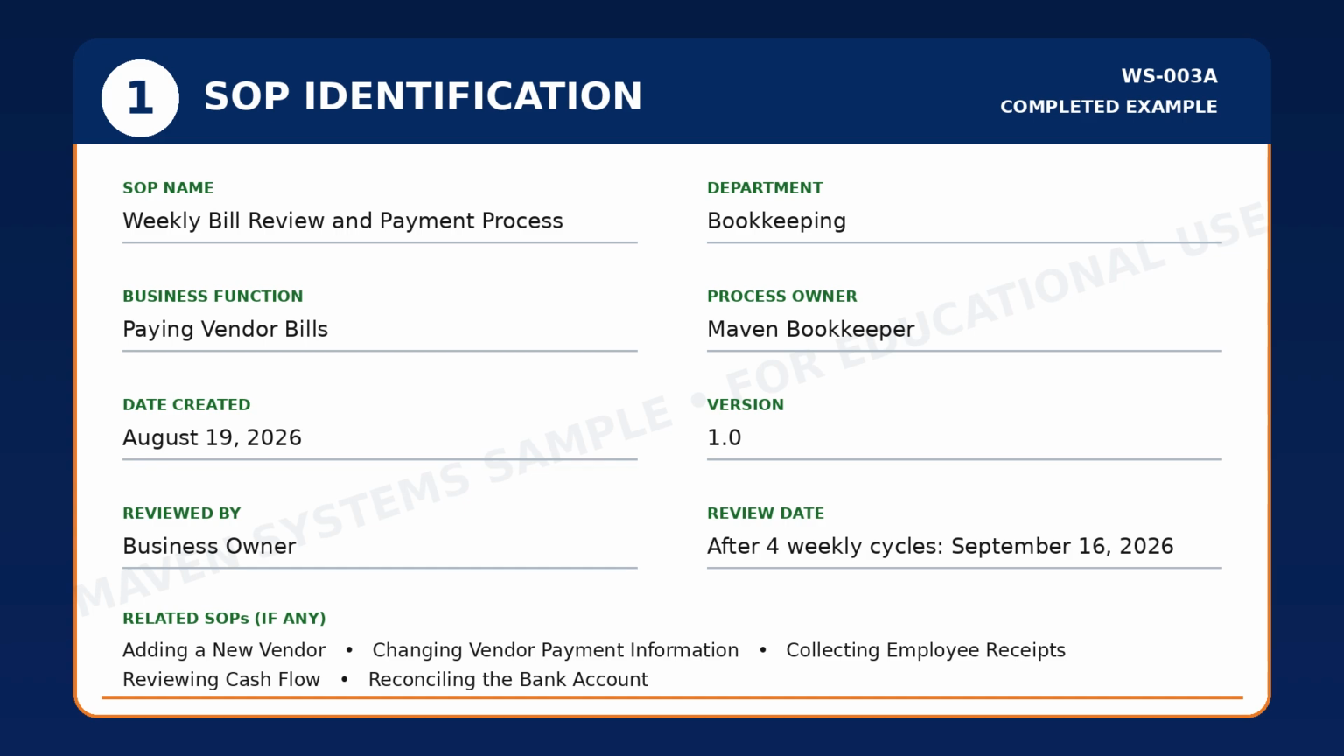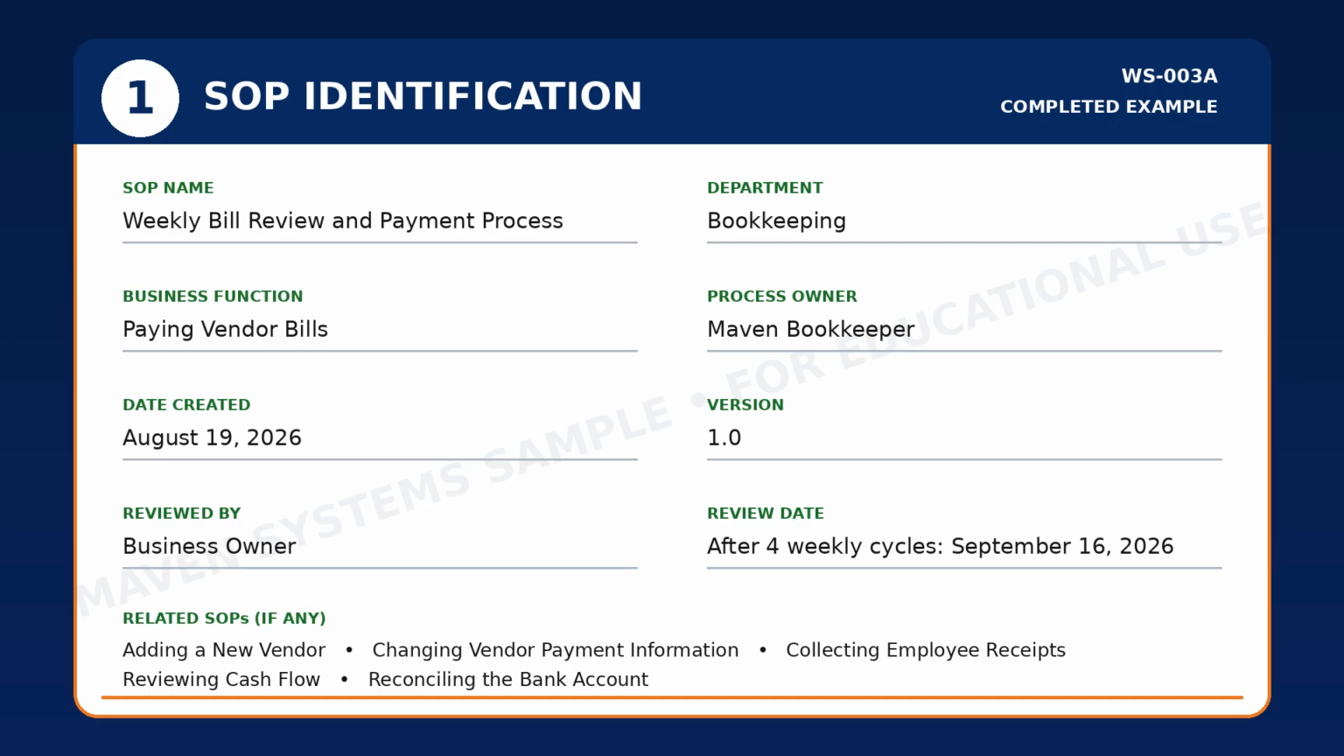The department is bookkeeping, the business function is paying vendor bills, and the process owner is you, the Maven bookkeeper. Now, I have a lot of clients that I do advisory for that actually have in-house full-time bookkeepers, and so you both may play a role, you and a full-time bookkeeper, but for today, you're the Maven bookkeeper. All right, so subsequently, you are responsible for keeping this weekly process moving. Now, that doesn't mean that you decide how the owner spends the company's money. It means that you make sure the bills are collected, entered, reviewed, approved, and handled every single week.